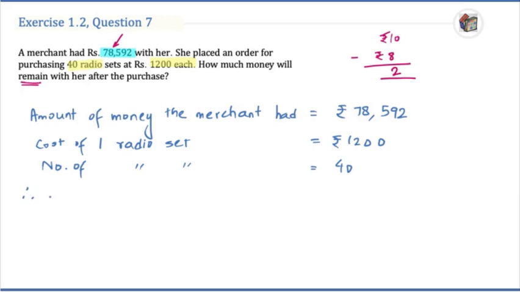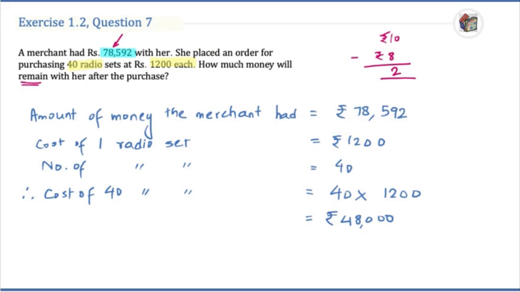So therefore, what should be the cost of 40 radio sets? That should be equal to 40 multiplied by the cost of each set, right? You multiply the cost of one set by how many you're buying. So this tells you the first calculation that you have to do. Now this is a very simple calculation. When you calculate, you will get 48,000 rupees. So this is the total cost of 40 radio sets. This is what she has to spend because she has placed this order.